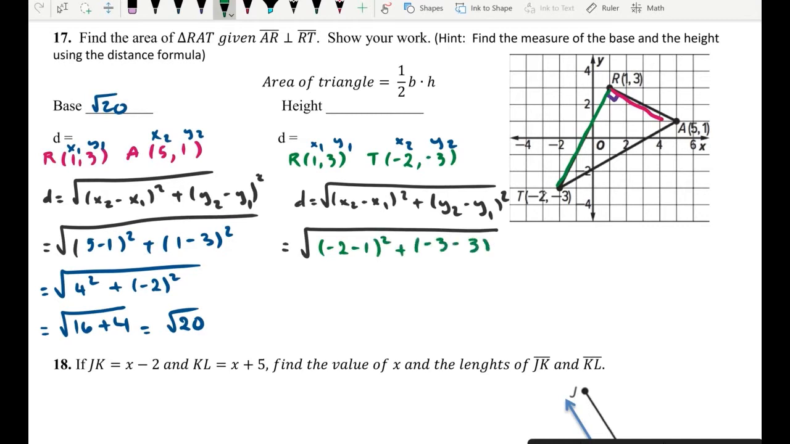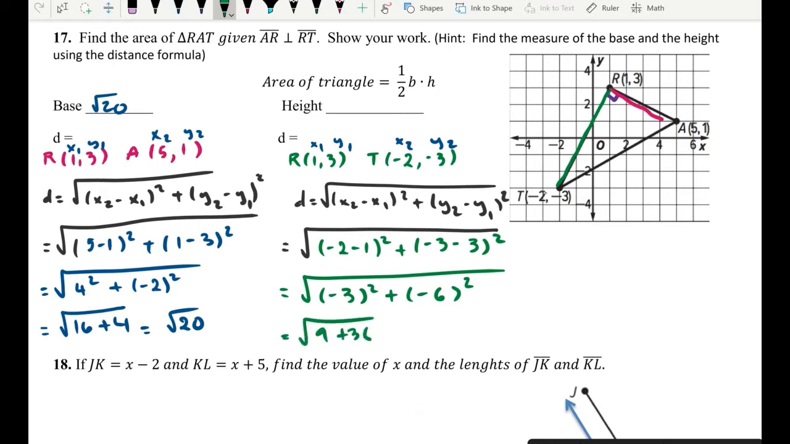minus 3 squared. Negative 2 minus 1 is negative 3 squared. And be careful, negative 3 minus 3 is negative 6. Some of you are going to give me 0 here. Make sure they're the same sign, you add them. So that will give you 9 plus 36. That would be square root of 45.